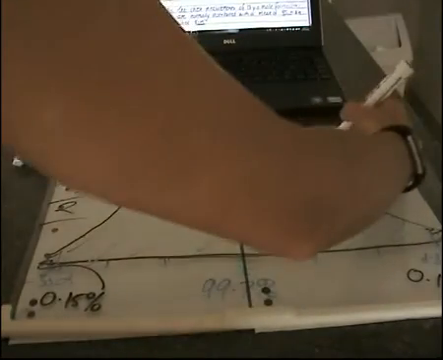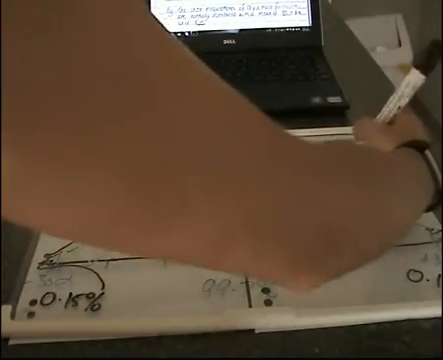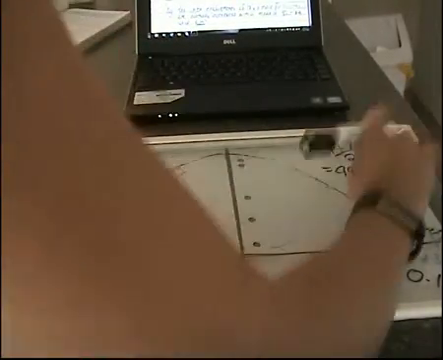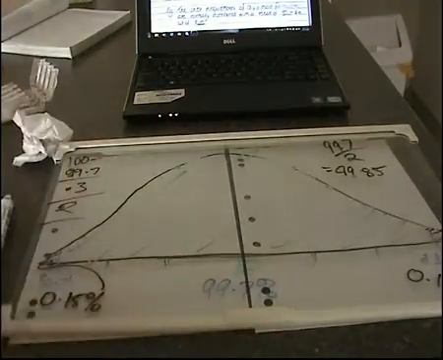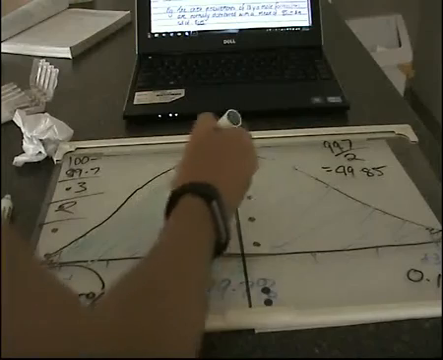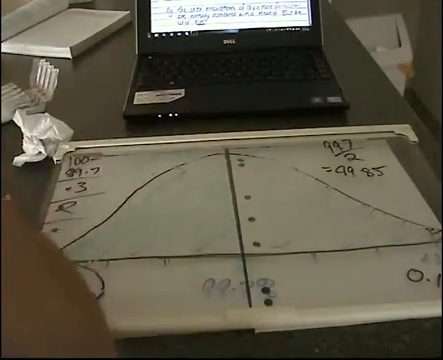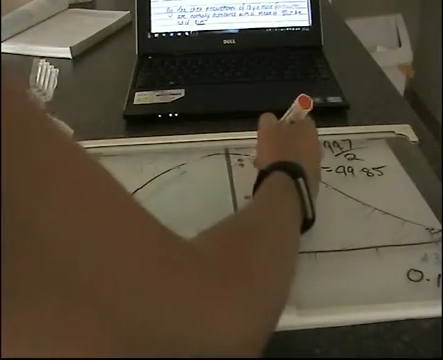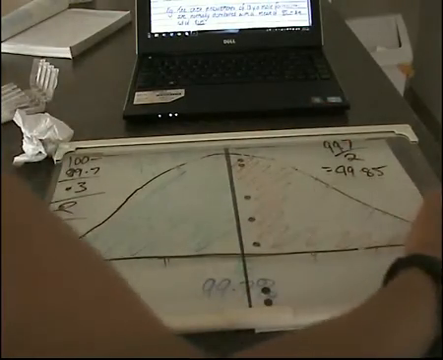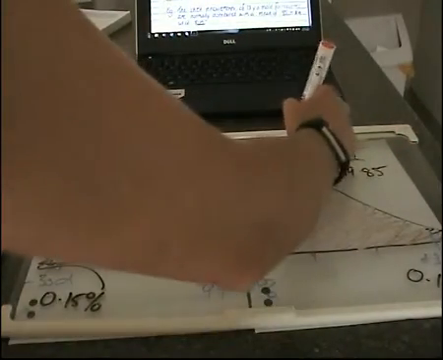We also know that if we divide this in 2, we have 49.85. So we know that 49.85% of the data lies between 3 standard deviations below the mean and the mean. And we know that 49.85% of the data lies between the mean and 3 standard deviations above the mean.